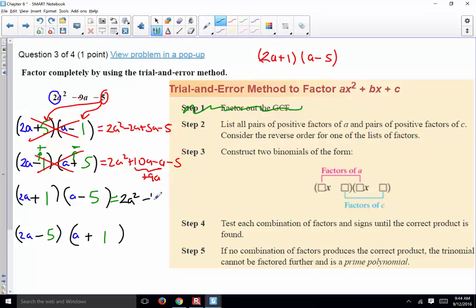2a squared minus 10a plus a minus 5. Yep, this is minus 9a. It's a match. So the last one is incorrect. This is the correct option. Okay?